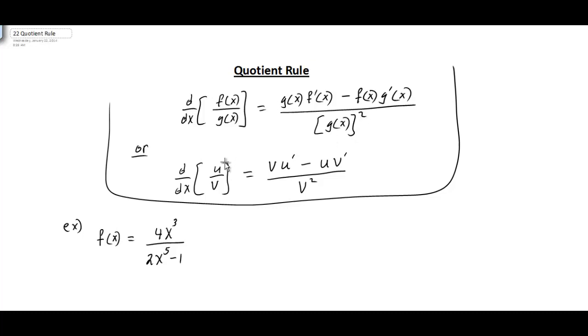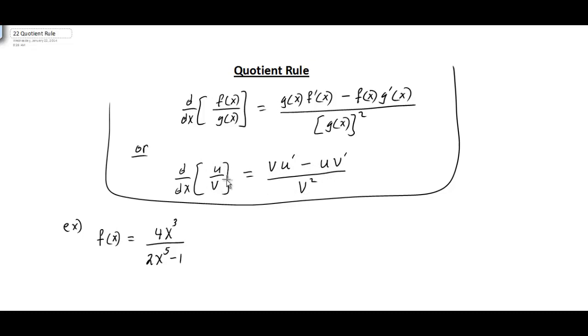Or just like we did with the product rule, we can look at this in terms of u and v, but keep in mind that once again, u and v are actually representing functions. u is just not a variable. So u is really representing a function of x, just like f of x, and v is representing a function of x. So that would be v u prime minus u v prime, divided by v squared.